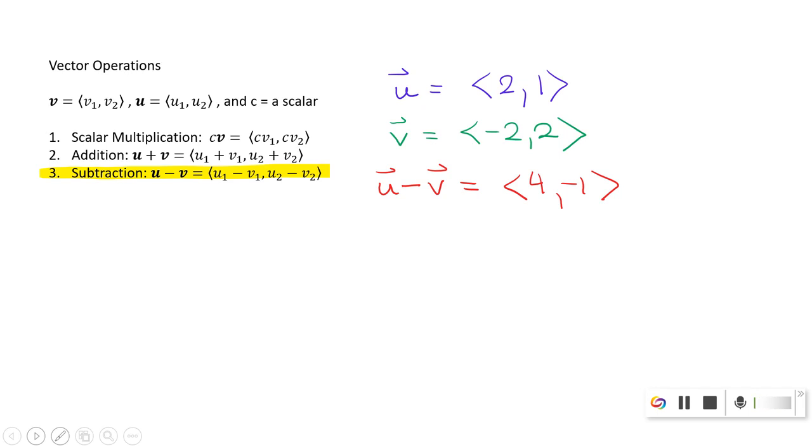Finally, for subtraction, we just subtract the components. So same example, if u is 2, 1, v is negative 2, 2. 2 minus negative 2 is 4. 1 minus 2 is negative 1. And there is the difference of those two vectors.